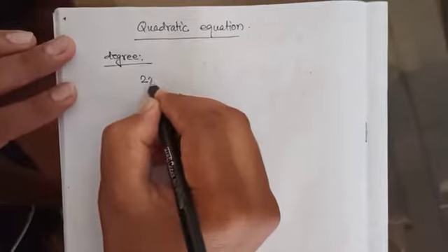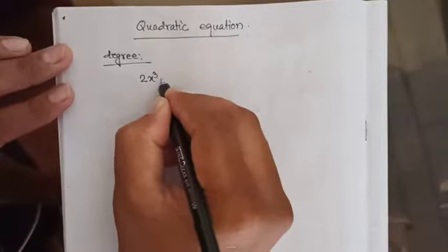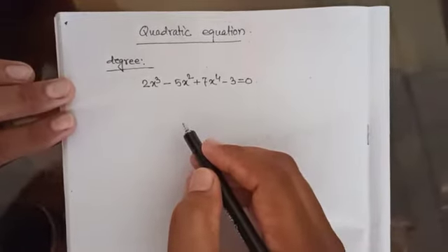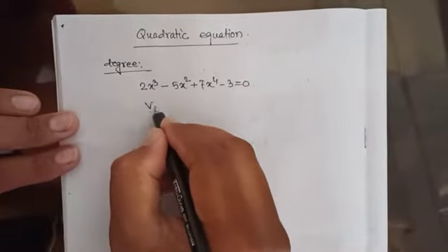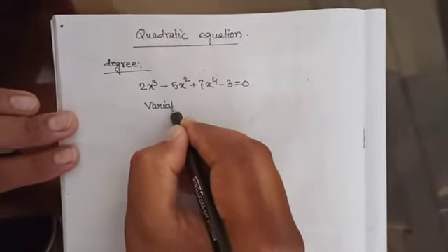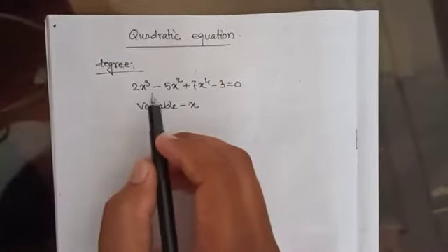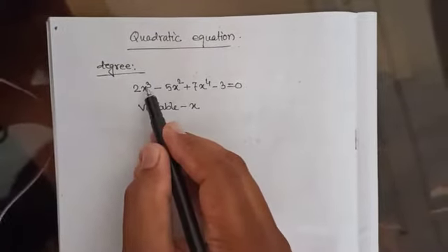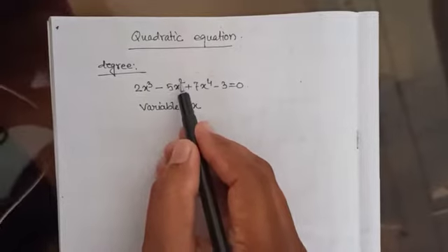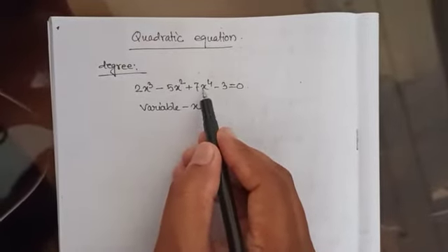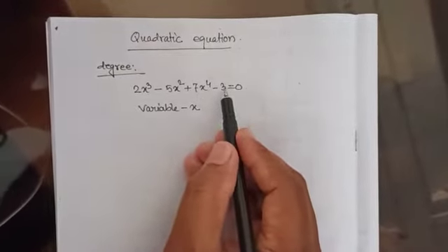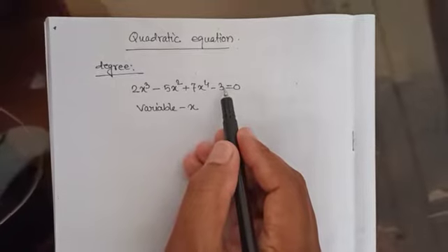Suppose 2x to the power 3, that means x cube, we are reading as an equation. First you have to identify the variable. Clearly the variable in this equation is x. Now if you see, the first term has power 3, the second term 2, the third term power 4, and the last term has power 0 of the variable.